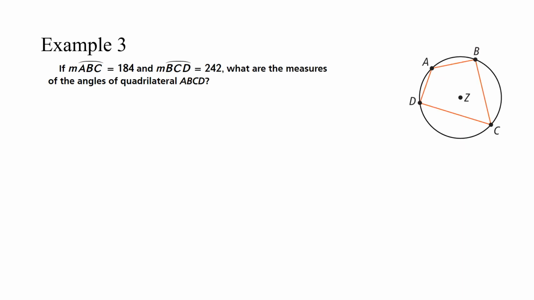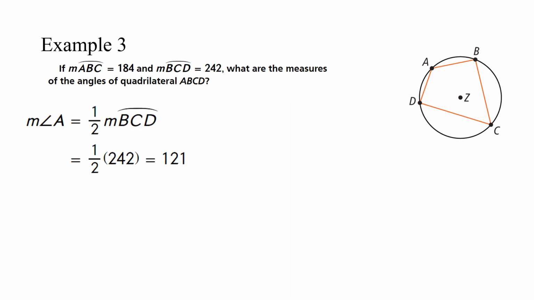And then the last example that I want to look at, let's say that we have a quadrilateral inscribed in a circle. So we have a four-sided figure inside of a circle. We're told that the measure of the arc ABC is 184, and the measure of arc BCD is 242. What are the measures of the angles of the quadrilateral ABCD? In other words, I want to know what are all of the four angle measurements: angle measurement A, angle measurement B, C, and D. Measure of angle A is going to be 1/2 the measure of the arc BCD.